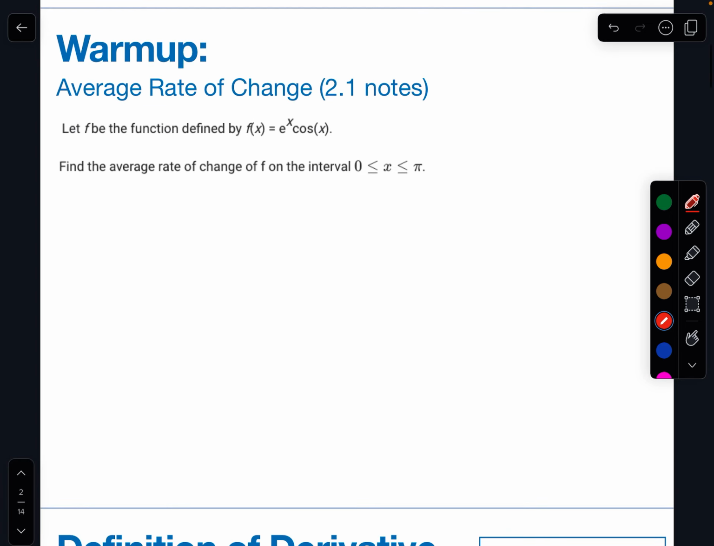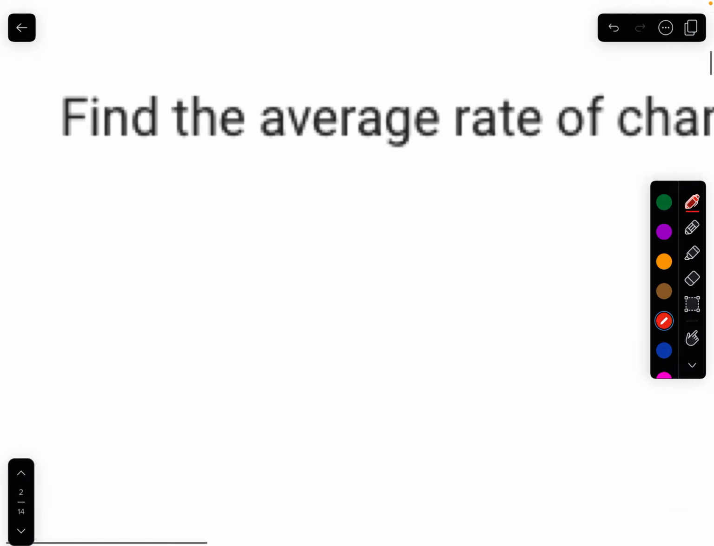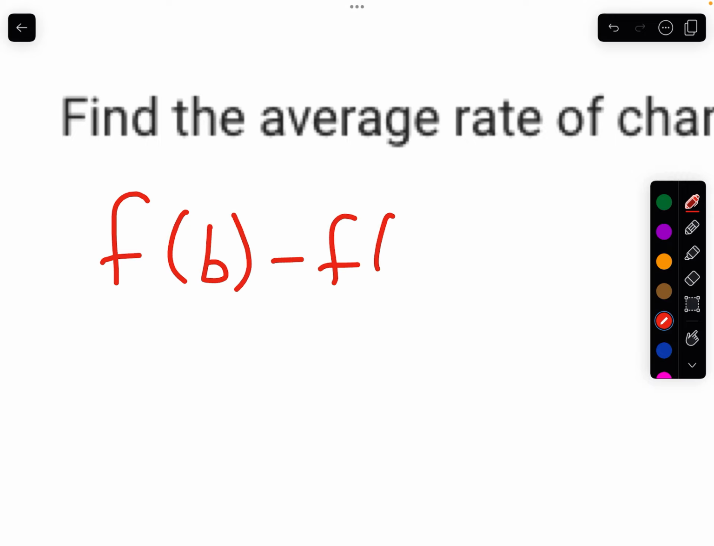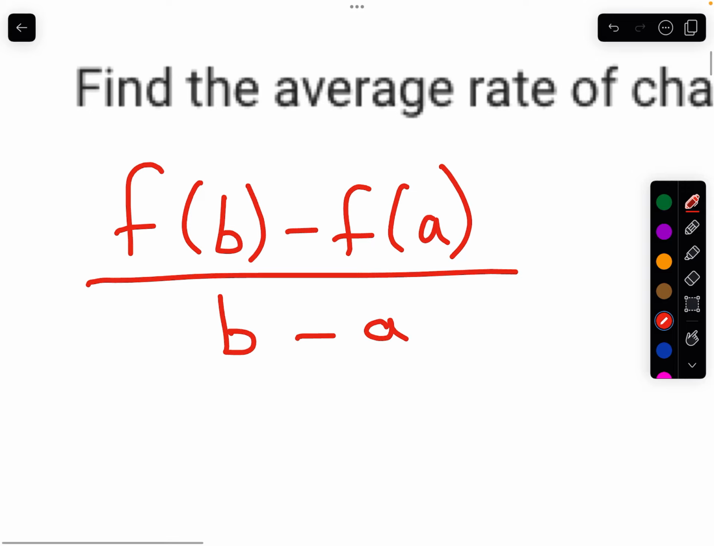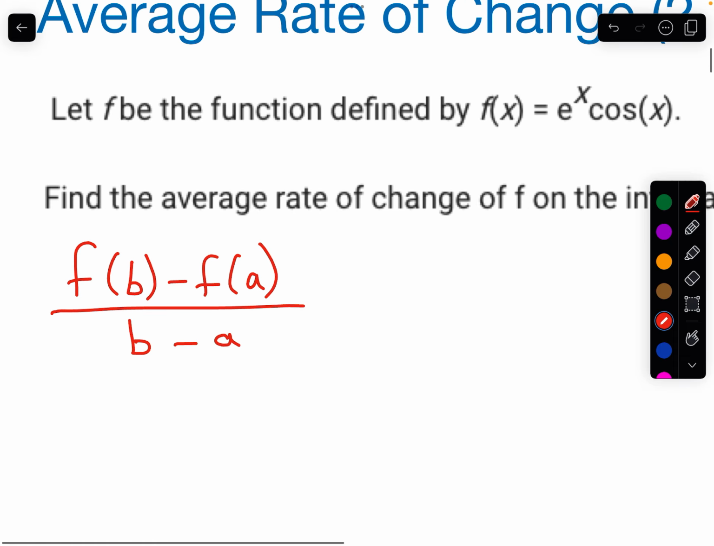Let's warm up with a little bit of average rate of change here. Back at the beginning of chapter 2, we started that chapter by discussing the average rate of change, which we can calculate using our good old-fashioned slope formula. To find the average rate of change of a function over an interval from a to b, we calculate the rise over the run over that interval, f of b minus f of a over b minus a.